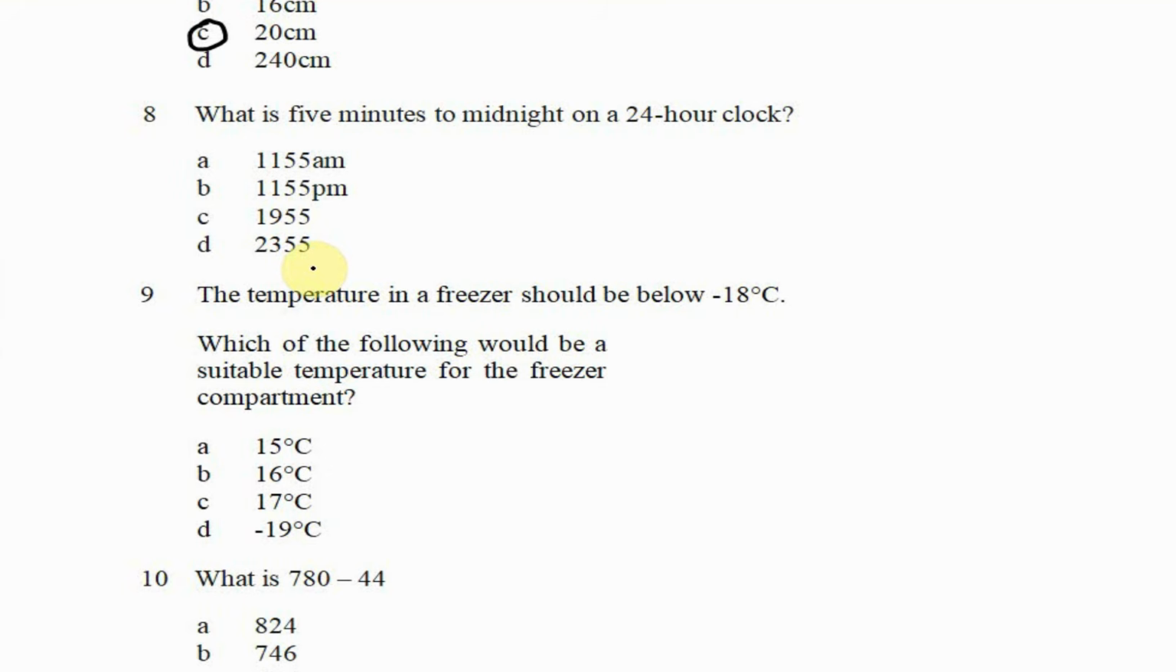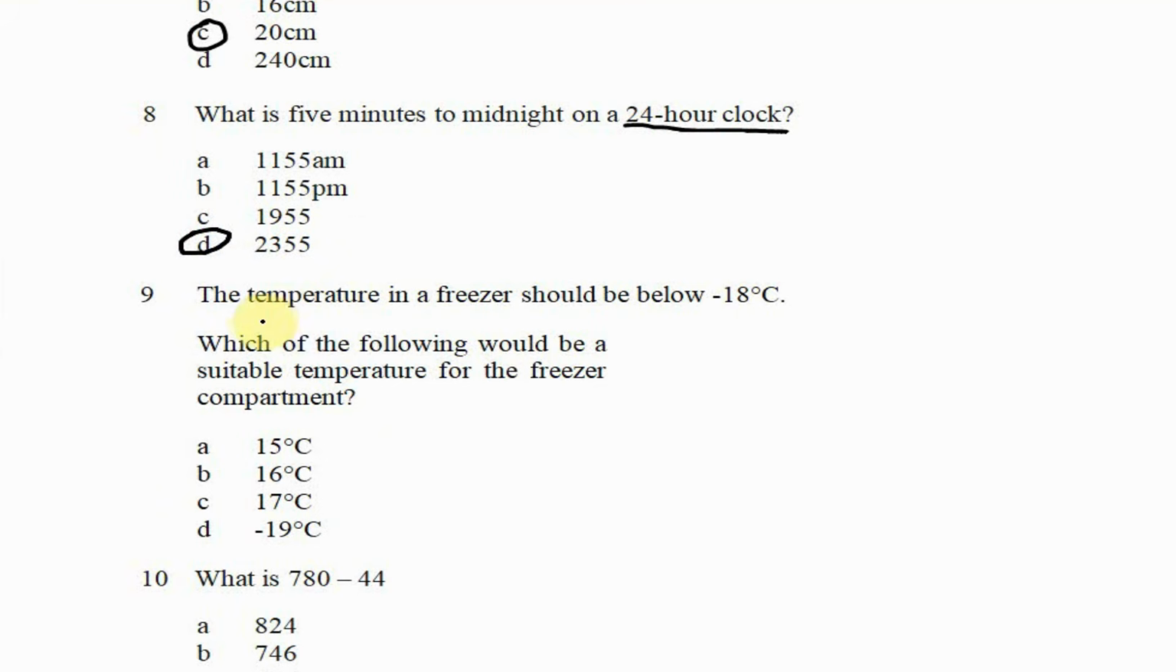All right, so 5 minutes to that would actually be 23:55, which is the same thing as 11:55 p.m. However, this wouldn't be our answer, because they ask what is 5 minutes to midnight on a 24-hour clock. This is the key right here. So that would be 23:55.